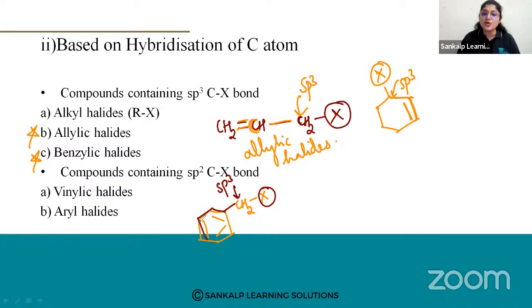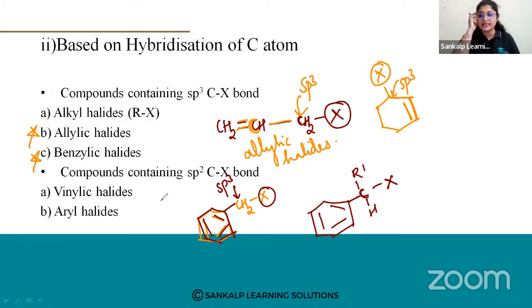So this is attached to what? This is attached to an aromatic ring. So this is an example of benzylic halides. One more example I can give. This is also an example of benzylic halides. Just check R dash H, right? So this is also an example. The halogen atom is attached to the carbon which is sp3 hybridized, which is next to an aromatic ring. So this is also an example of benzylic halides. I feel it is clear.